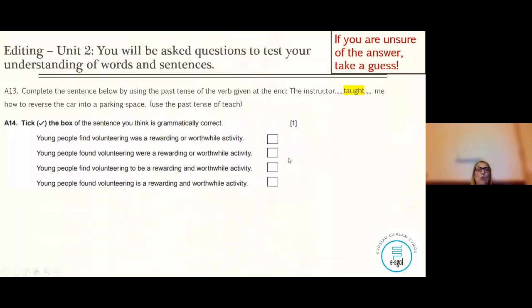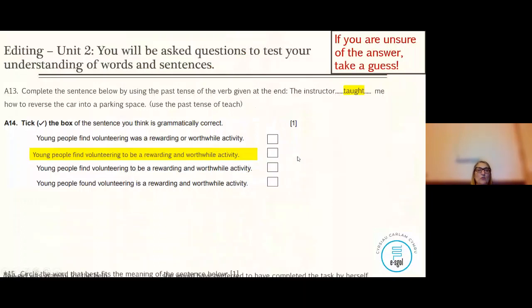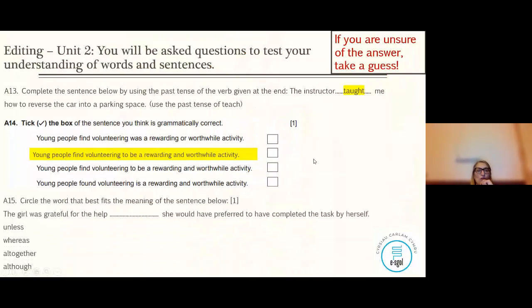It's talking about what they find rewarding. So the correct answer, oh, it's actually to be a rewarding. I've just gone on the wrong one, sorry, but it should be to be a rewarding and worthwhile activity. Okay, so it's the third one down.